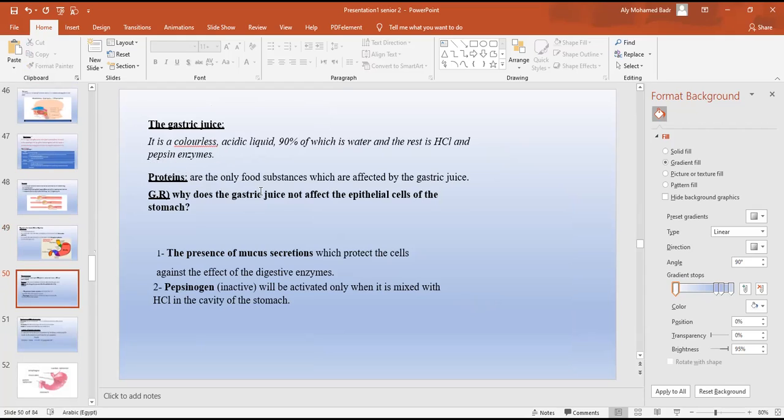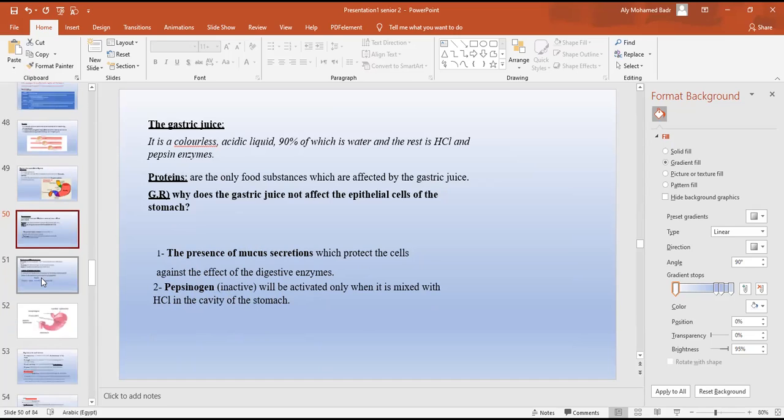The proteins are the only food substances that are affected by the gastric juice. They can be hydrolyzed by the gastric juice. Why does the gastric juice not affect the epithelial cells of the stomach? This is due to two main things. Number one is the presence of mucus secretion, which protects the cells against the effect of digestive enzymes. Number two is that pepsin is secreted in inactive form called pepsinogen, which will be activated by the help of HCl.